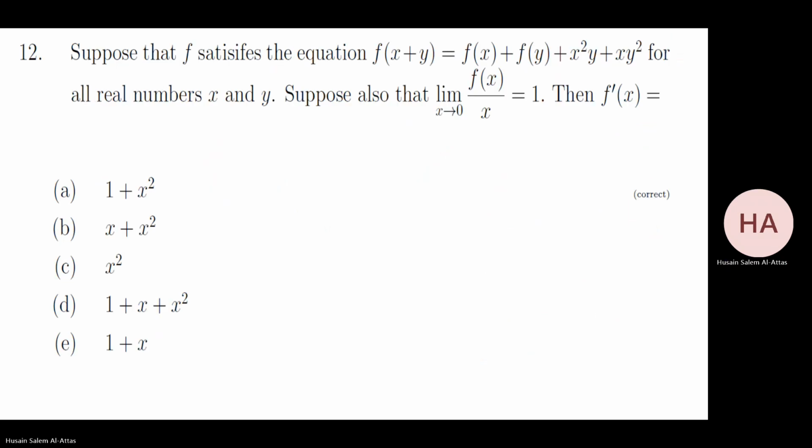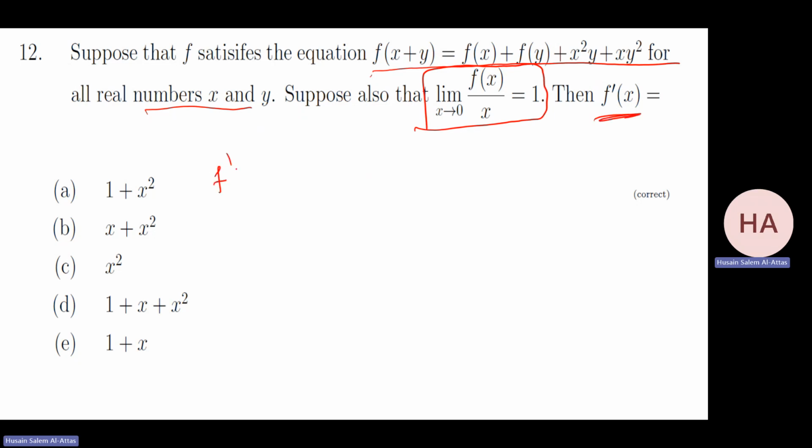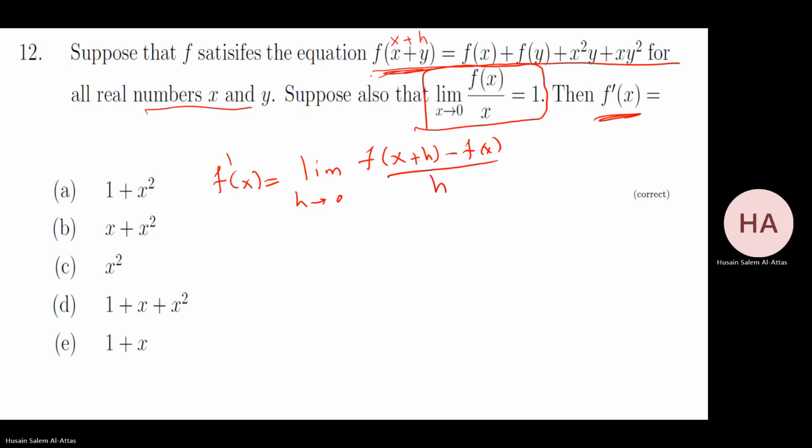Suppose f satisfies this relation for all real numbers x and y. Suppose also this limit is equal to 1. Find f prime at x. I say f prime at x will be the limit as h goes to 0 of f at x plus h minus f of x over h. Since this is true for any x and y, I'll make this x plus h. And I just substitute. That's it.